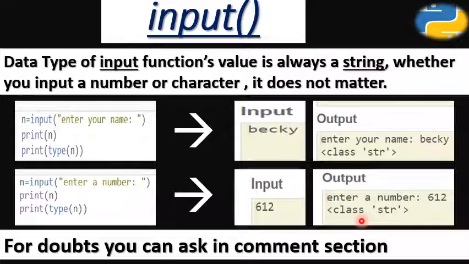Why is this so? This is because of the theory behind your input function, that whatever value you give to your input, whether it is a number, a real value, a character, or a string, the type of the value given as input using the input function will always be of string data type. That's why whatever value you give to your input function, it will always be considered a string. That's why it will print class str.